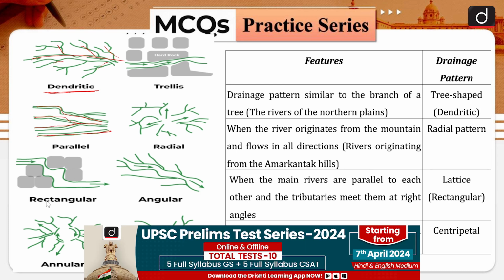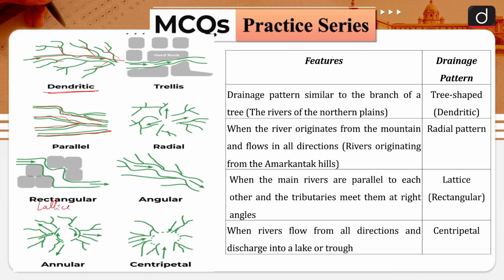Then we have this rectangular pattern, or you can also call it a lattice pattern. In the lattice pattern, these tributaries are joining the river at a right angle. There will be a tributary joining this particular river at a right angle, and they are flowing in a zigzag format. That is your right angle, rectangular or lattice format.